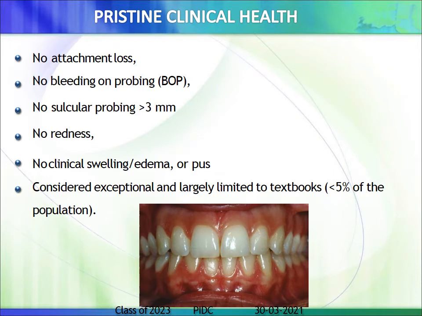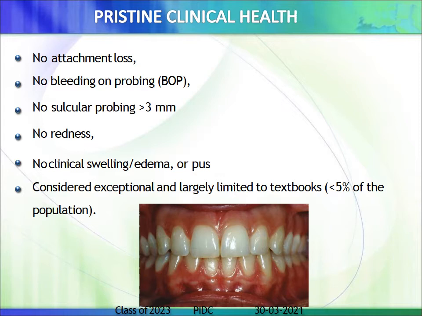So coming on to the classifications in major, pristine clinical health. What is this condition called? Pristine clinical health is where you obviously couldn't see all patients with such a condition, with no attachment loss, no bleeding on probing, no probing depth, no redness, no clinical swelling, edema or pus. So this is considered exceptional and is largely limited only to the textbook.